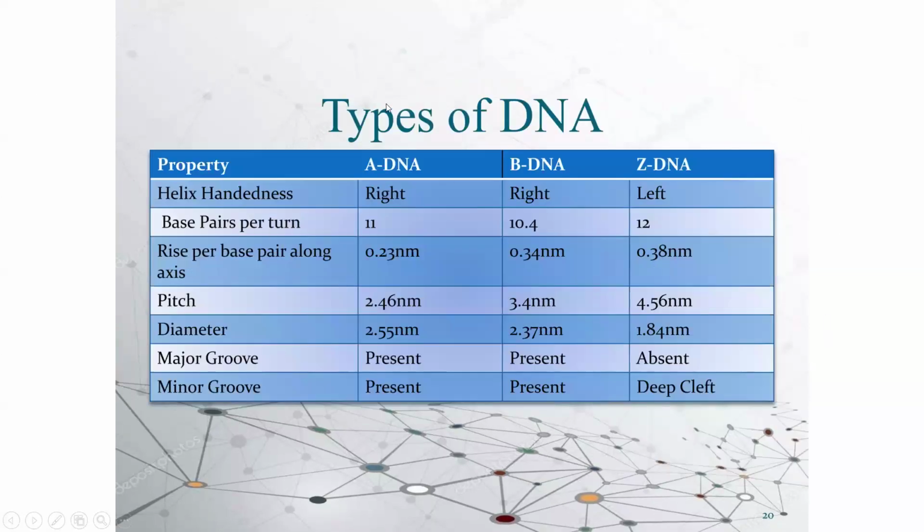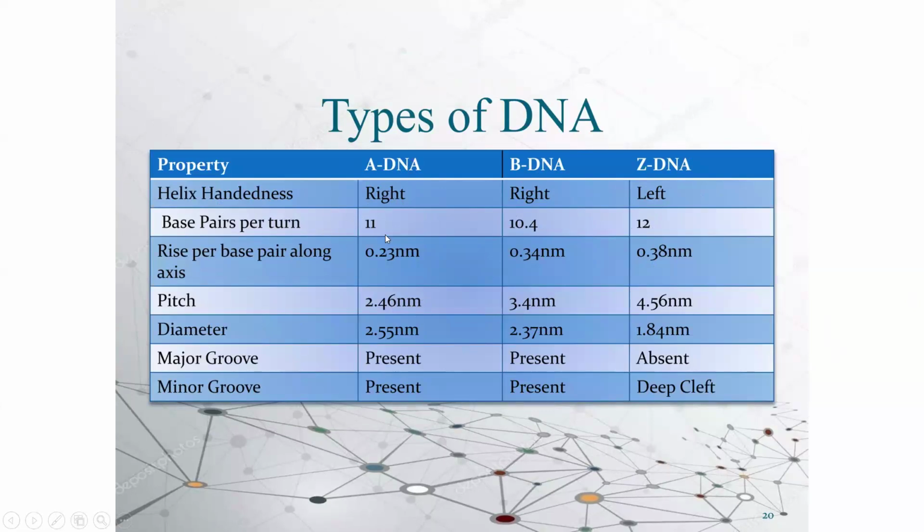Based on the turning and also the length, these are the different types. So for the property helix handedness, A-DNA is right-handed. B-DNA is also right-handed, and Z-DNA is left-handed.